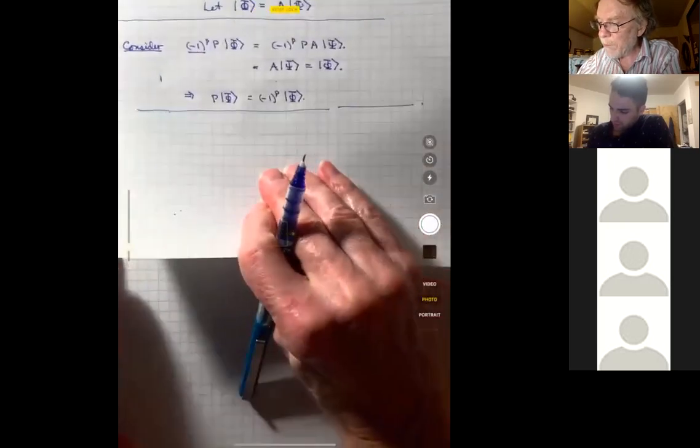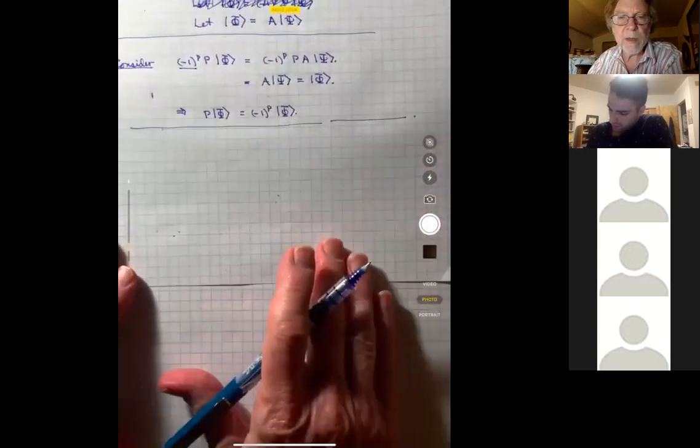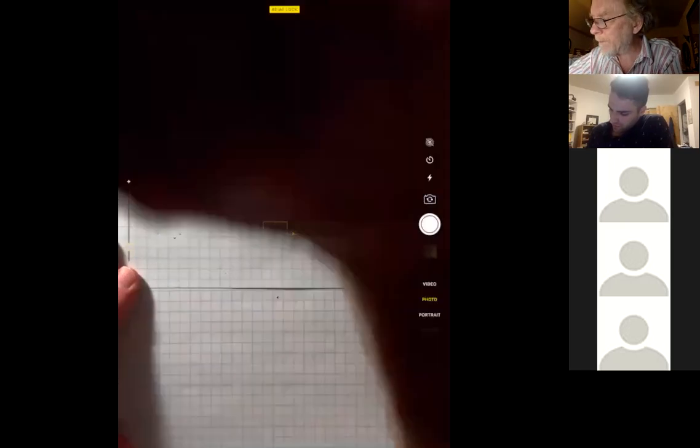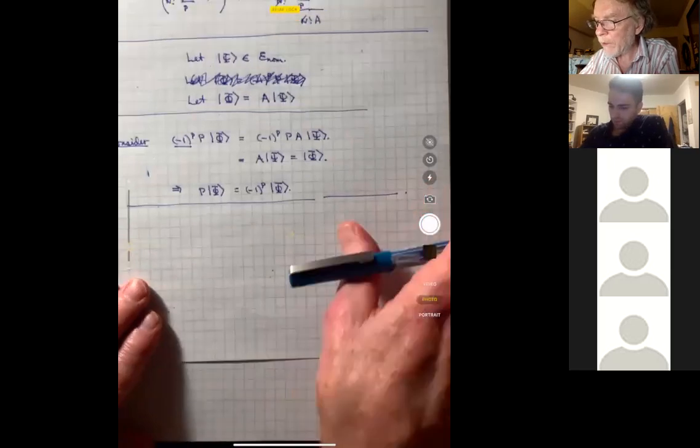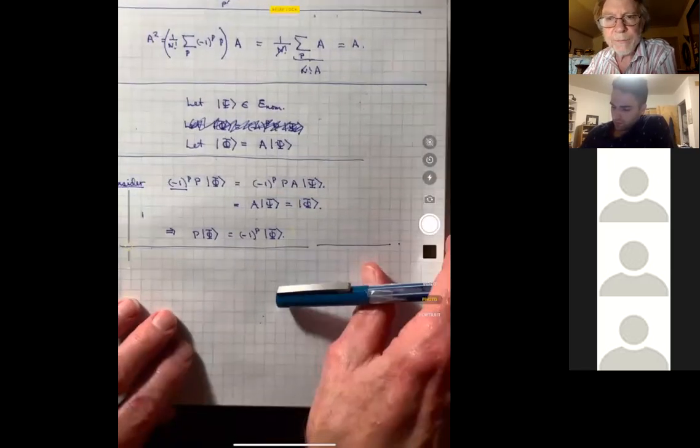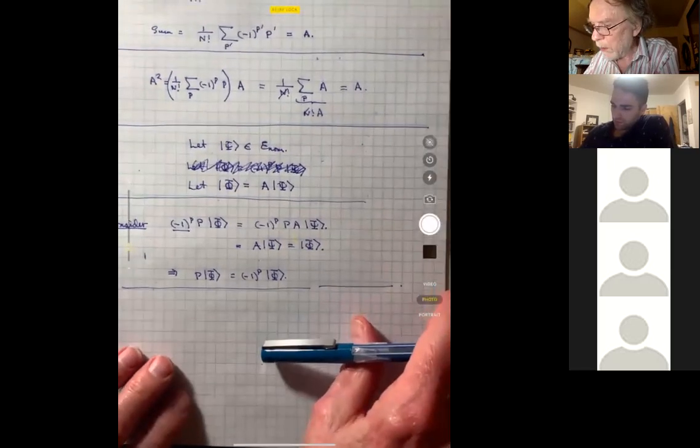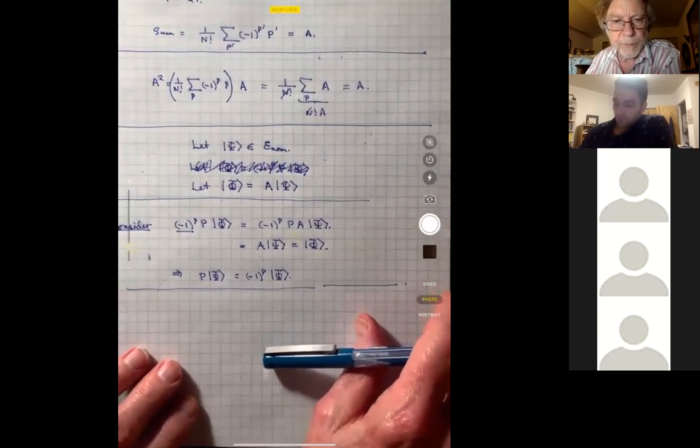Okay, those are the main properties of permutations that we need, and their projectors and so on. And now we're ready to get down and actually do some Hartree-Fock theory. So let's work on that. Any questions about this before I go on?